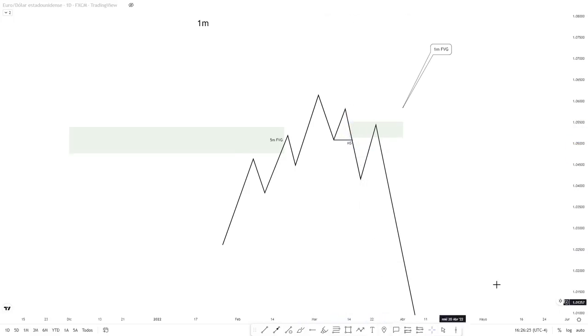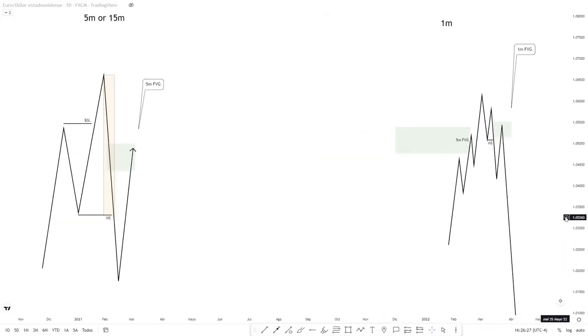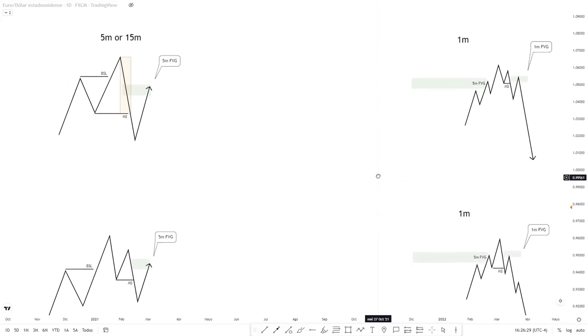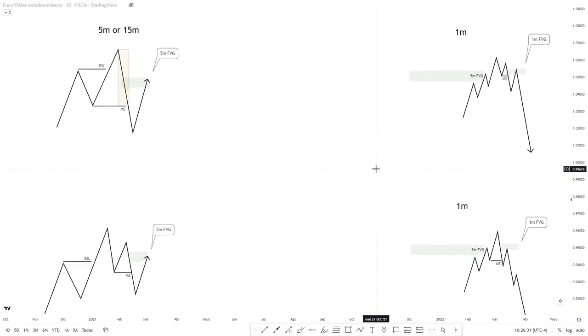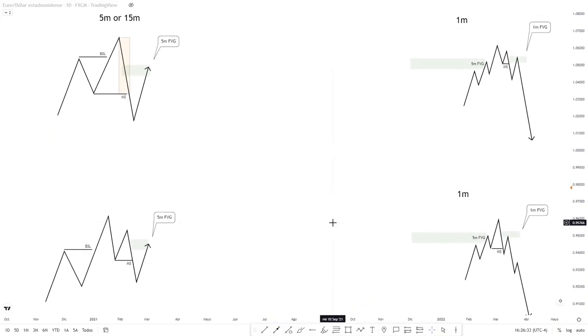So I just wanted to get that out of the way because I've been saying that there's an area specifically to look for those fair value gaps to show up, and that is the one that I mean. And as you can see, there are two drawings which are similar, but the difference is the market shift.